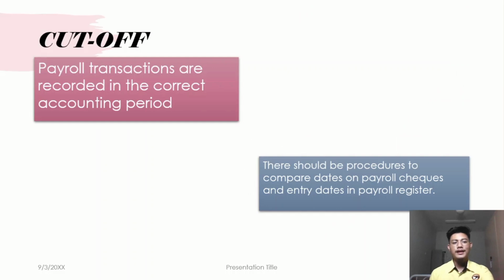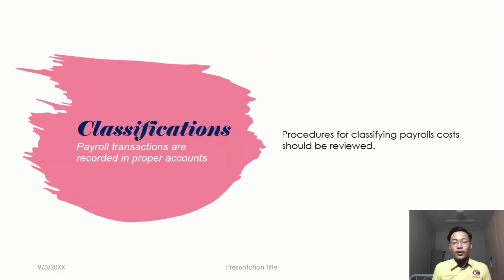The fourth one is cut-off. It means payroll transactions are recorded in the correct accounting period. For specific procedures, there should be procedures for dating payroll checks and the entry date in the payroll register. Okay, the last one is classification. It means payroll transactions are recorded in proper accounts. The procedure for classifying payroll costs should be reviewed.